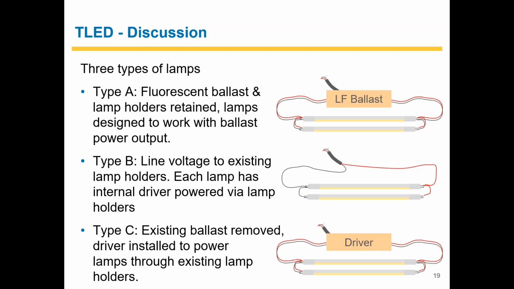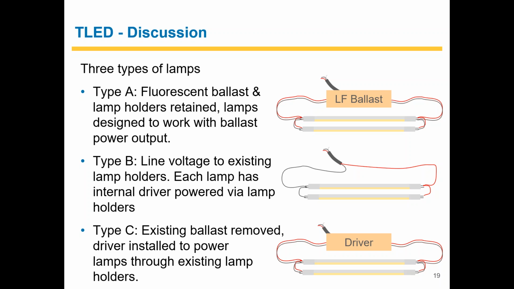Linear LEDs here, type A, B, and C. Type A uses the existing ballast. This is basically like you're doing a standard fluorescent relamping. Type B puts line voltage to your tombstones. This is going to be one of those fixtures you want to label, and you want to train the site maintenance staff that this is how it's going to work.